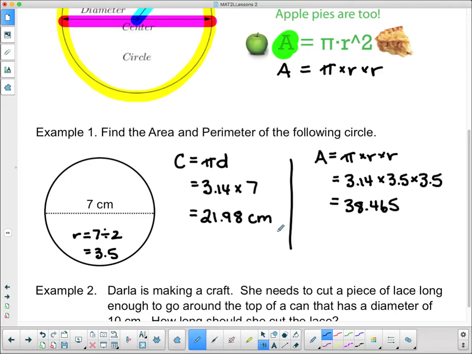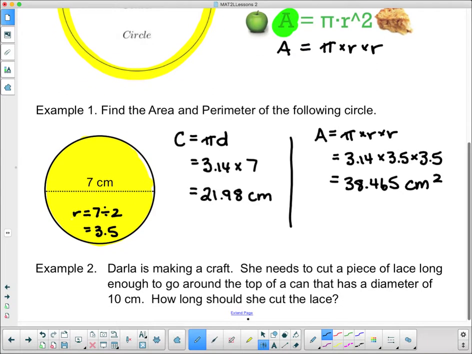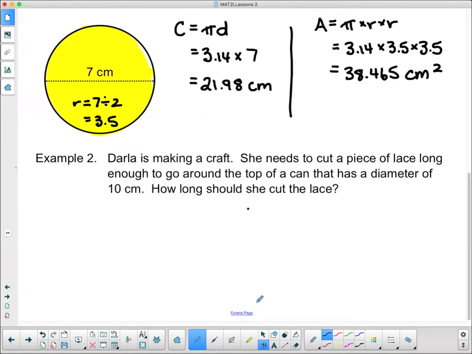38.465. Now this is in centimeters, but since it's area, and area covers, I'm going to take my highlighter, area covers the whole circle. So it's two-dimensional. It's not just the distance around like circumference was. We're covering the whole darn circle. So since it's two-dimensional, we have to give it a squared on our units.